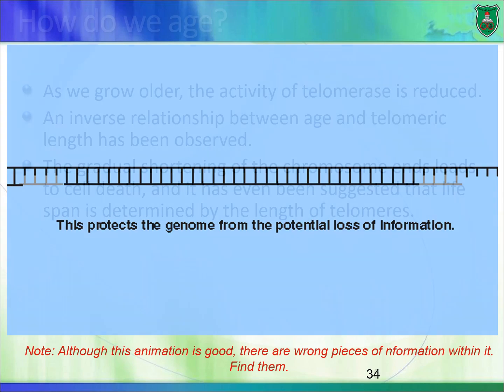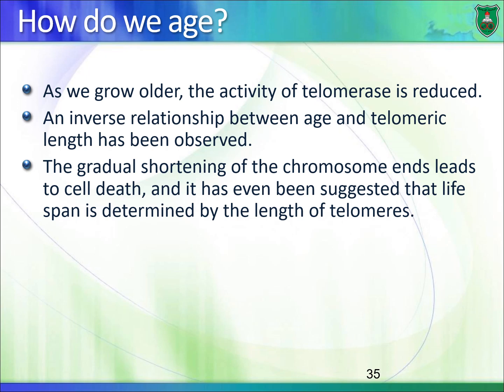Okay, so why are telomeres important? Telomeres stabilize chromosomes. So when chromosomes become shorter and shorter with every round of DNA replication, chromosomes become unstable. That leads to accumulation of mutations in DNA, and that leads to cell death. And this is really how we age.